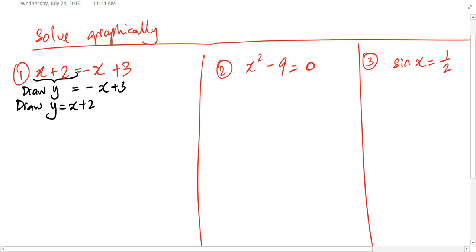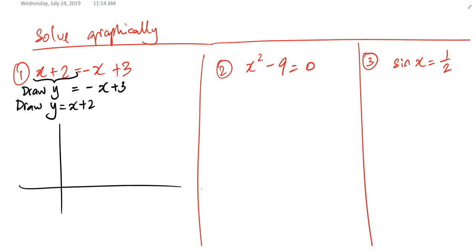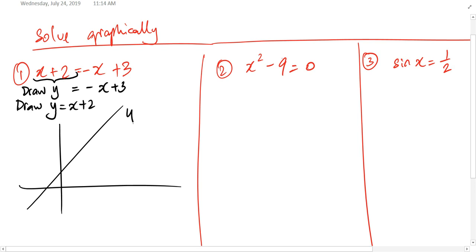So how many graphs are we drawing over here? 2. The first graph is y equals to x plus 2, sloping up or sloping down? What is the y-intercept? So this is y equals to x plus 2. What is the other graph that I need to draw? Negative x plus 3 is not a graph. It must be y equals to negative x plus 3. What is the y-intercept? It is 3. What is the gradient? So it must slope down.